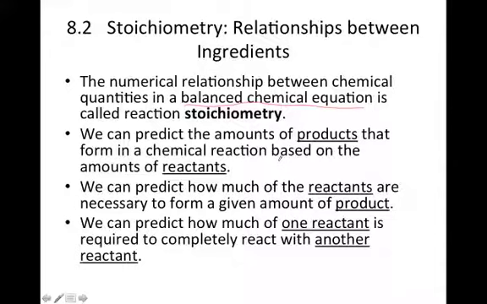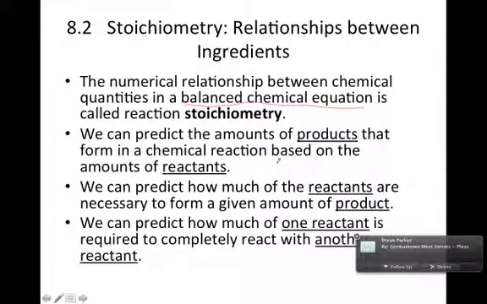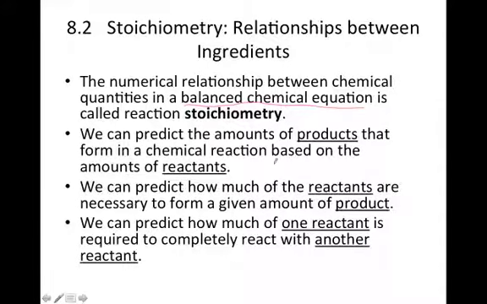We can predict the amounts of products that form in a chemical reaction based on the amount of reactants. So, depending on how much we put in, we can predict how much we're going to get out. We can predict how much of the reactants are necessary to form a given amount of product. We can predict how much of one reactant is required to completely react with another reactant.